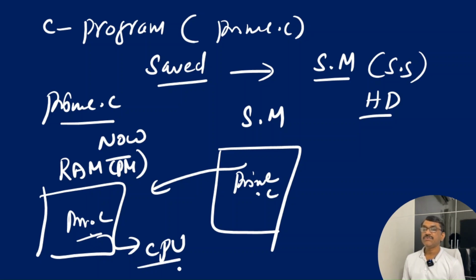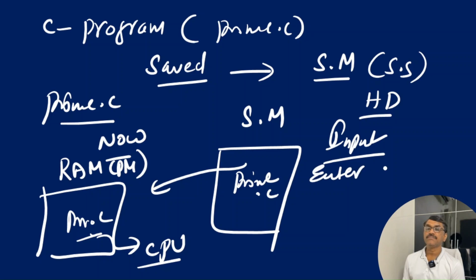Now, at the time of execution, the CPU is going to accept the input from the user. Assume that the input prompt here is "Enter any number." This is the input we are giving. Assume that you have entered the input 7, and it has printed the output that the given number is prime.